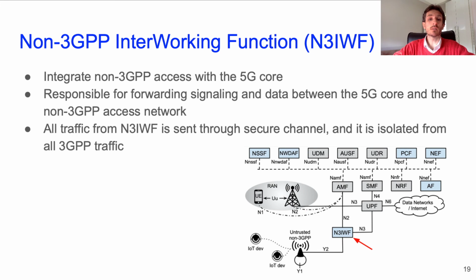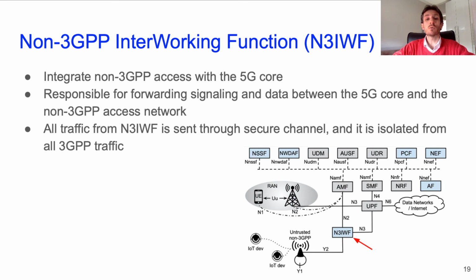The last component, Non-3GPP InterWorking function, is used to interact the Non-3GPP access with the 5G core. The conventional 3GPP access uses a base station, for example, eNodeB in 4G and gNodeB in 5G. However, the Non-3GPP access starts on a different device, for example, a Wi-Fi access point. This device uses the N3IWF to access the 3GPP network and other 5G core components.